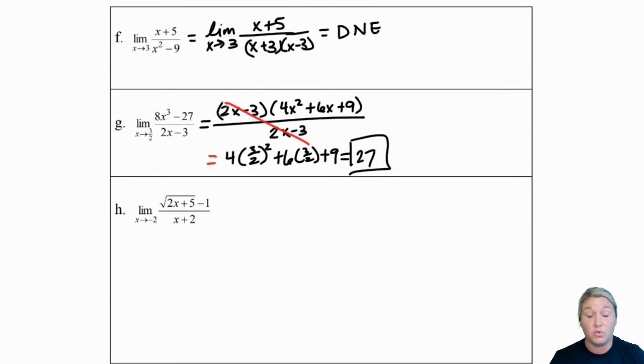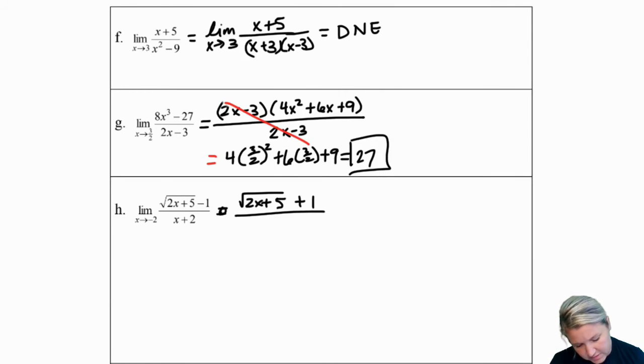On H, we're going to have to multiply by the conjugate. I'm going to talk this through. I'm going to multiply by the square root of 2x plus 5 plus 1, divided by, I said equals, this is supposed to be times, the square root of 2x plus 5 plus 1. I'm going to multiply the top and bottom by that.